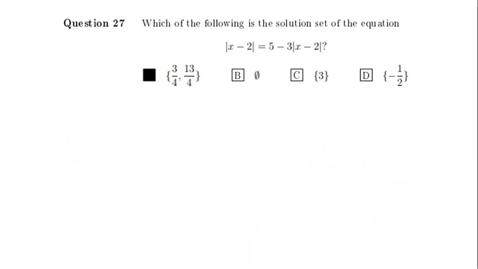Which of the following is the solution set of the equation? Okay, let's try to solve this one. Here we see the absolute value of x minus 2 and the absolute value of x minus 2. It's better we collect them on one side, so we send this one to this side. I will send it to the other side, and it will be positive.